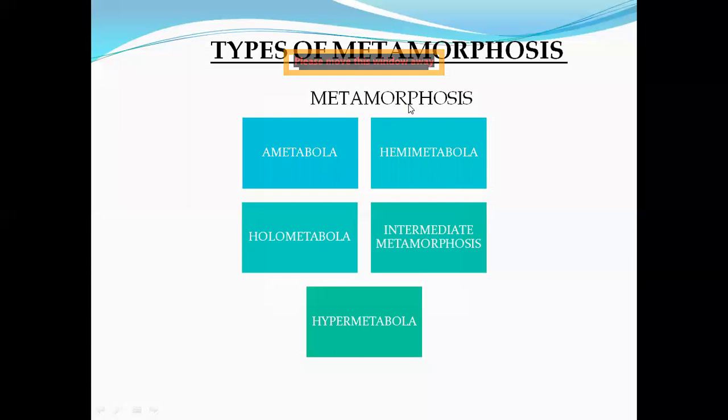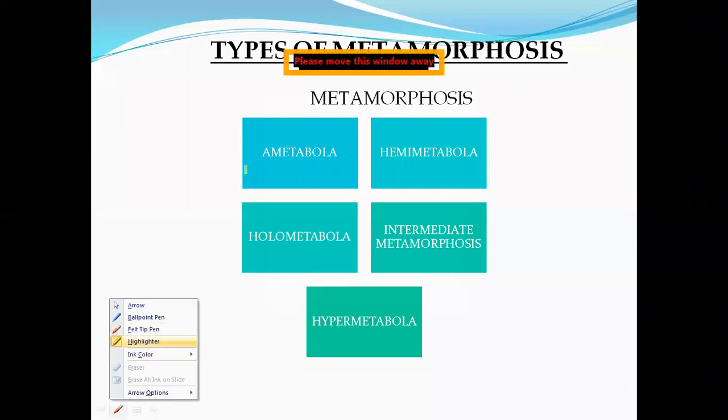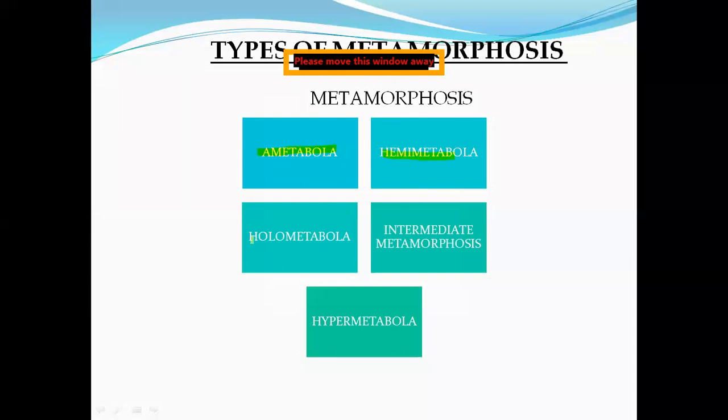Now, the major types of insect metamorphosis, here on the slide, are: first, ametabola. Second one, hemimetabola. Third one, holometabola. Fourth one, intermediate metamorphosis. And lastly, hypermetabola. These are the major 5 types of insect metamorphosis.